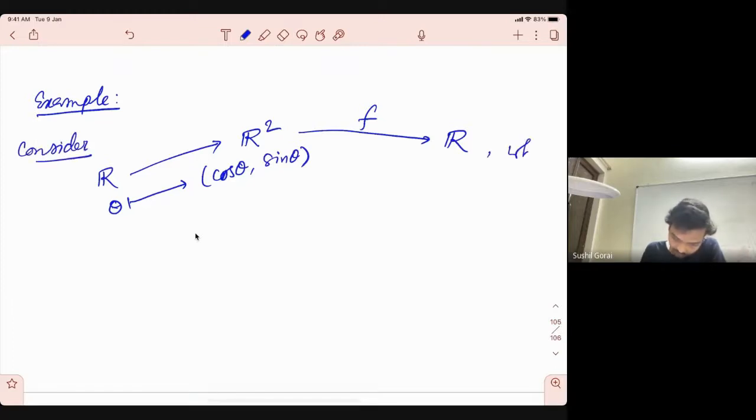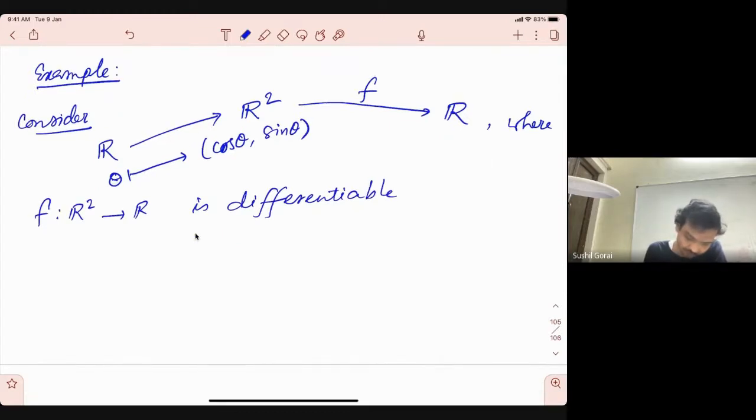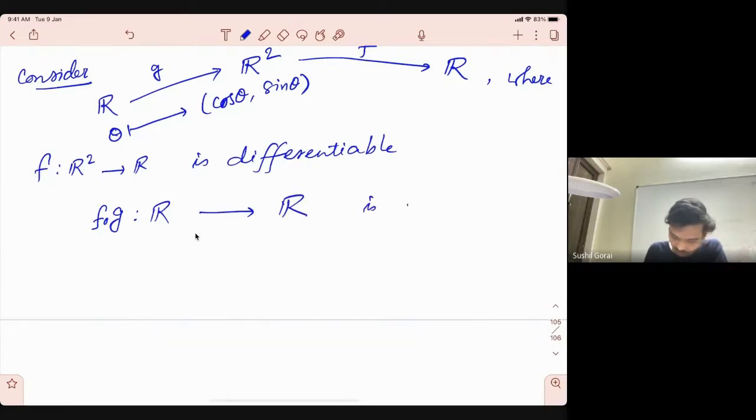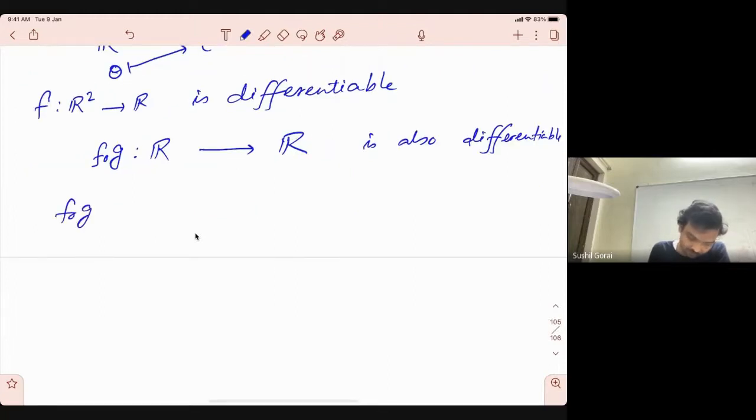where f from R2 to R is differentiable. So this one you consider g. Now f compose g is a map from R to R, right? And this is also differentiable. So what is (f compose g)'(theta)? What is it?